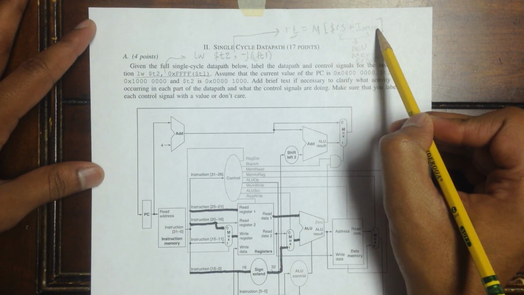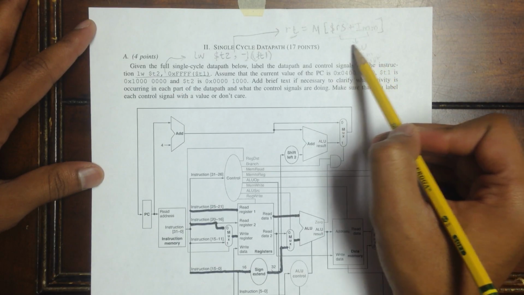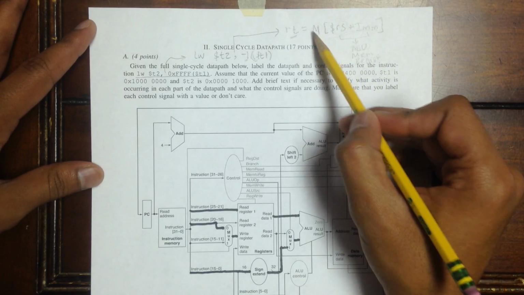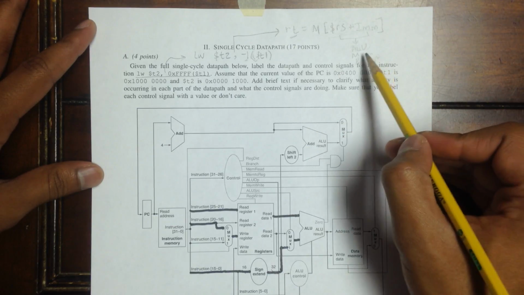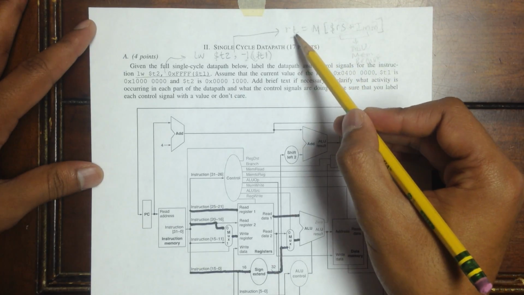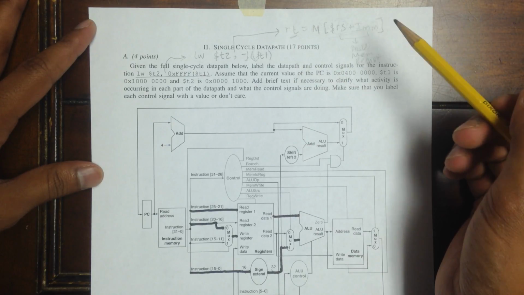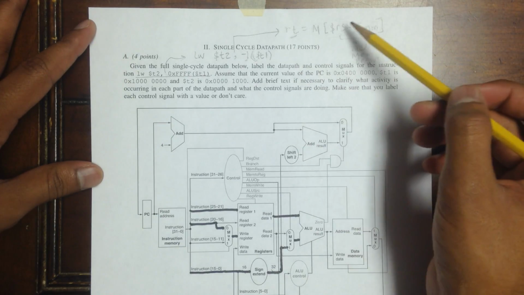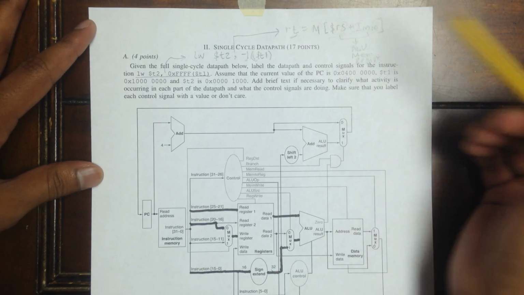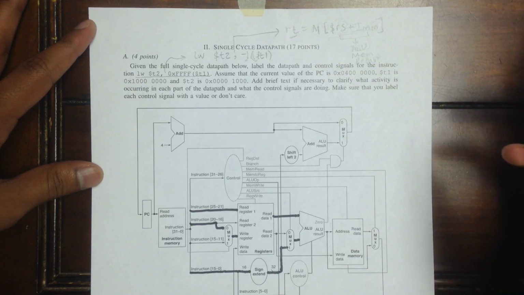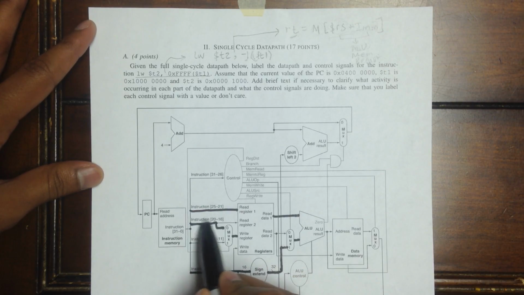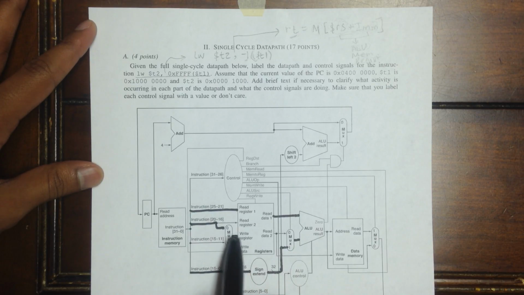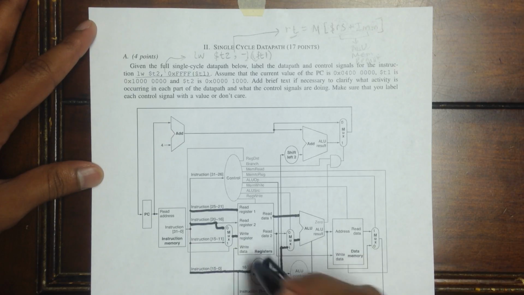Here we have RS plus the immediate value. So this tells us that we're going to be using the ALU. Here we have memory being called at this address, so we're going to be using the memory block. And RT is also going to be written into, and RS is going to be called. So we're going to be using the registers. RS goes through here, and RT goes through here. RT is also going to be our write register destination, so that goes into this part.